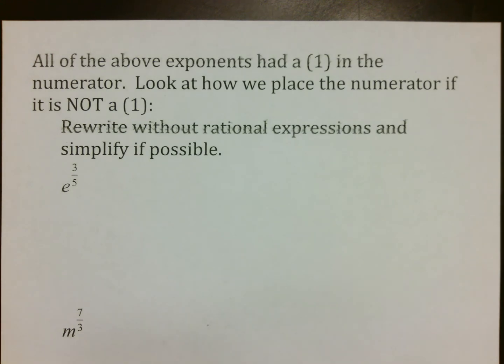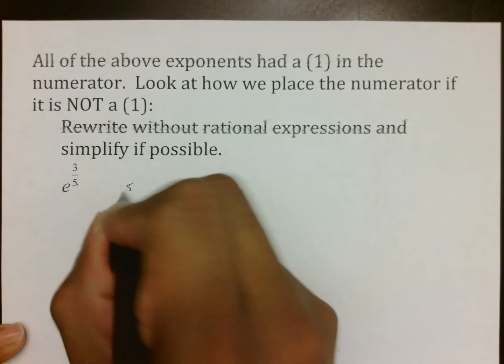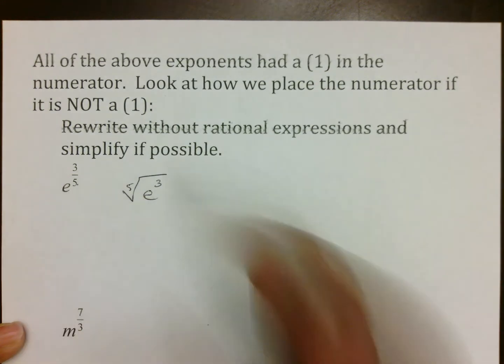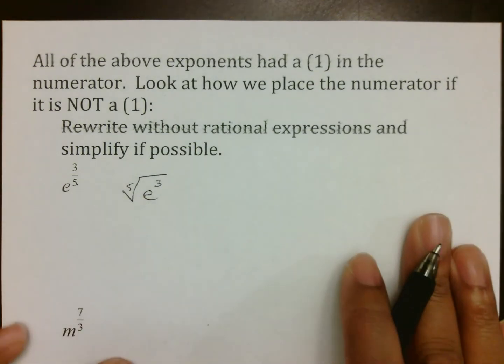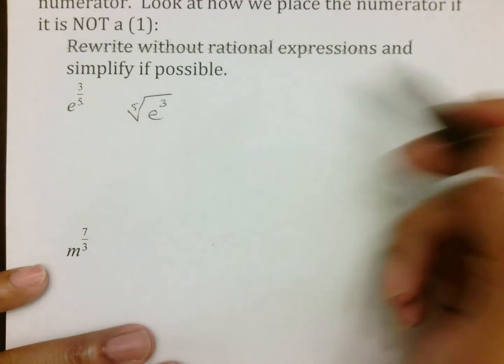But let's look at how we place the numerator if it's not a 1. So real fast, just looking at this, e to the 3/5. Again, the 5, the bottom number, goes outside into the radical. And all you do, like we did with the 1, is we put the 3 on the inside. That is all. So again, 5th root of e to the 3rd is what that turns into.